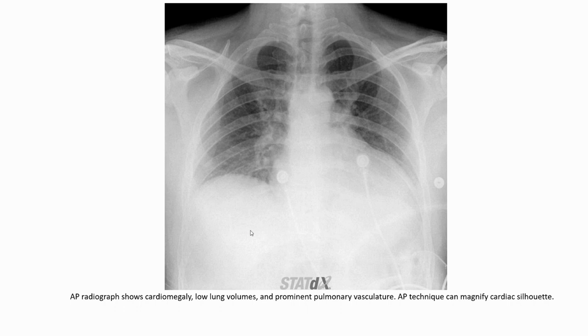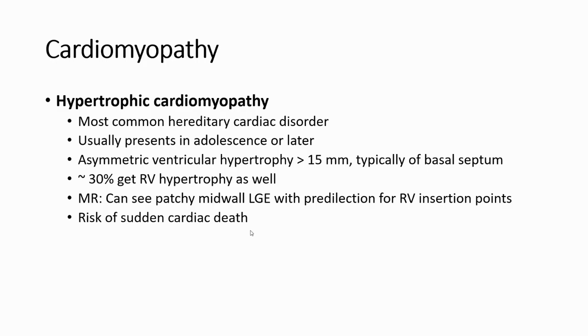This radiograph shows cardiomegaly, low lung volume, and prominent pulmonary vasculature. This can be managed by cardiac surgery. Hypertrophic cardiomyopathy is the most common hereditary cardiac disorder, usually presenting in adolescence or later. There is asymmetric ventricular hypertrophy, more than 15 millimeters, typically of the basal septum, and about 30% can involve the apex.